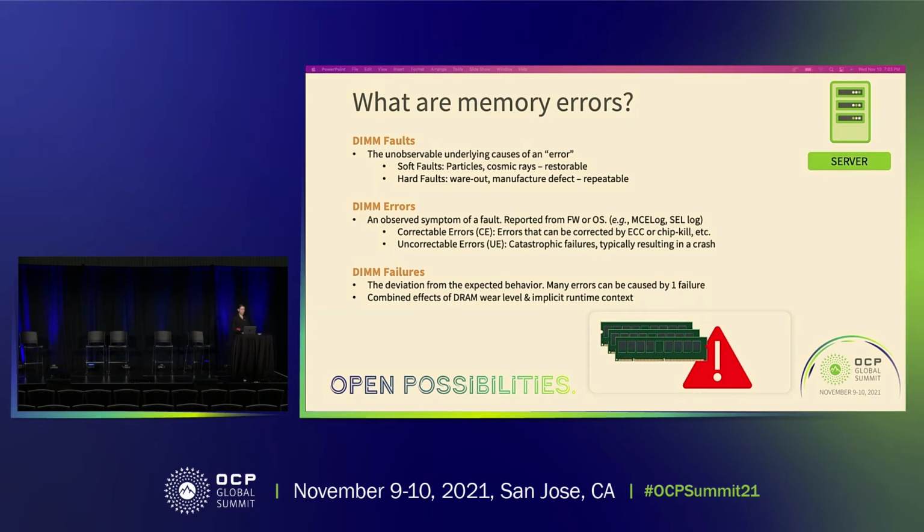So a DIMM failure or a failing DIMM is when it's acting outside of its expected behavior. Basically, it's not functioning like a proper stick of memory. And it will start with one failure. And when you combine that with environmental issues, wear, and implicit run context, this is going to be what causes that DIMM to actually fail.